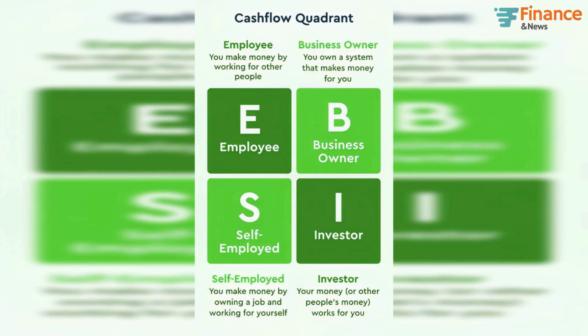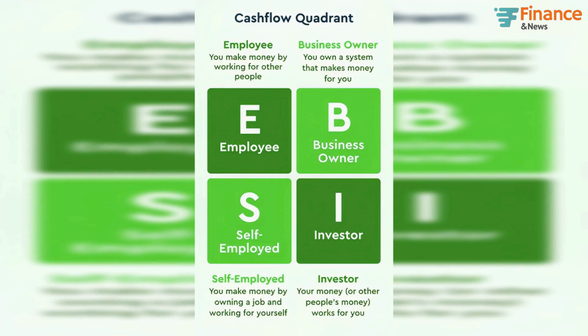So what are these 4 quadrants? They're each labeled with a letter: E, S, B, and I. On the left-hand side are the E and S quadrants. The E stands for employee and the S for small business or self-employed. And on the right-hand side, we have the B and I quadrants. The B stands for big business owner and the I for investor.